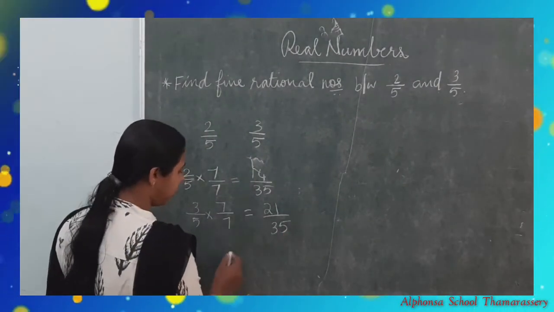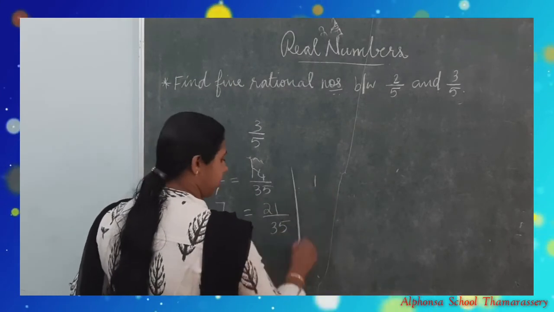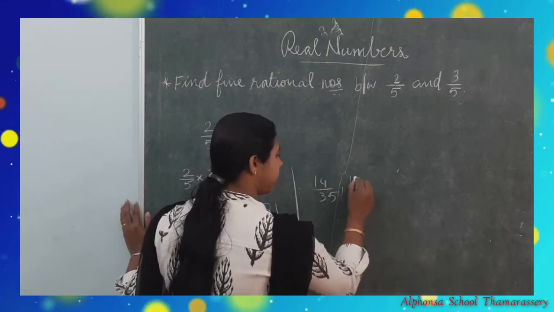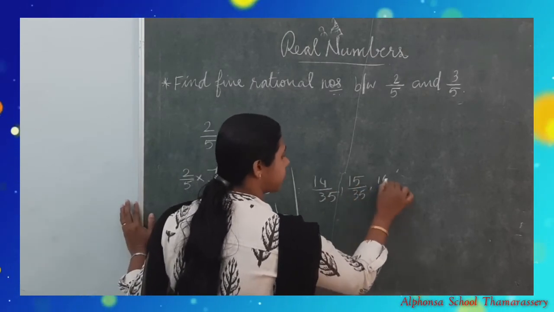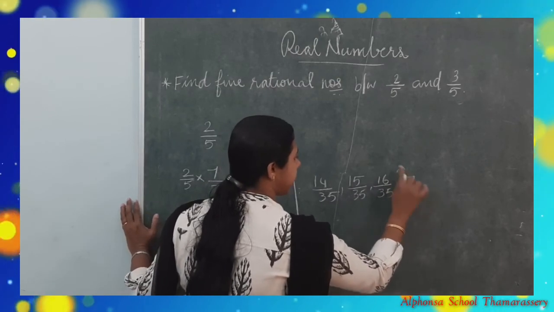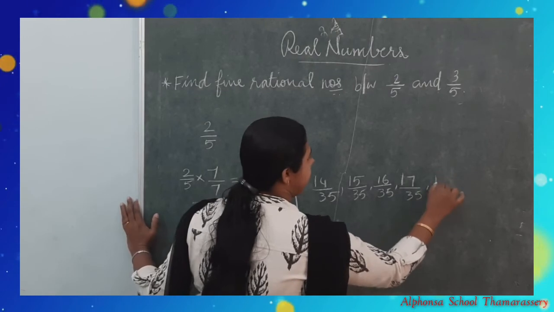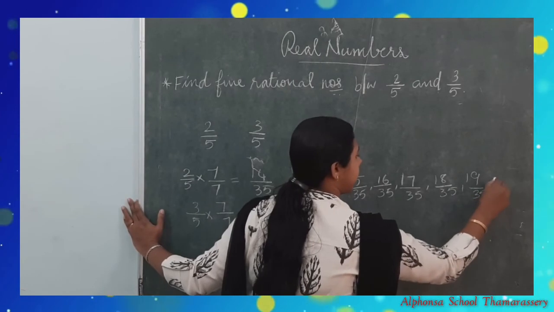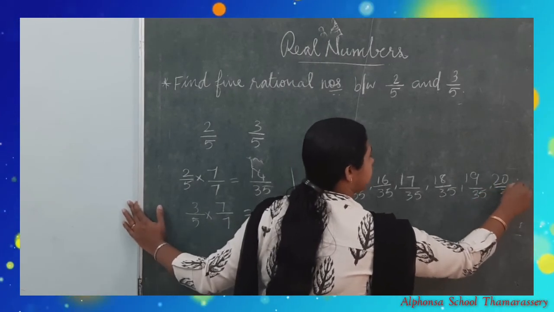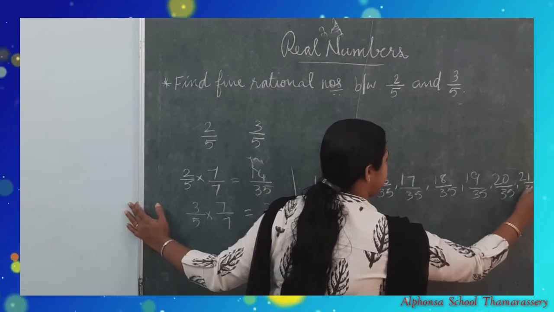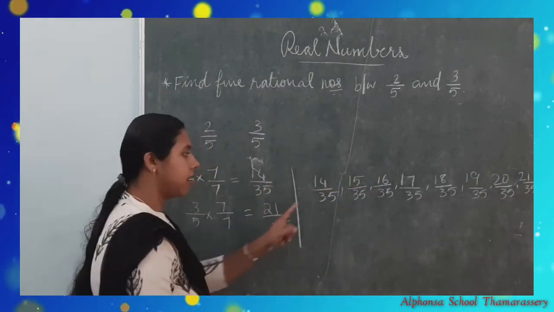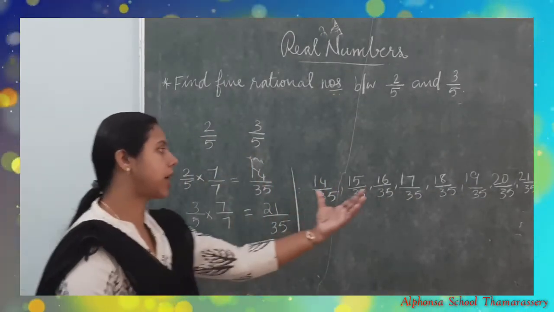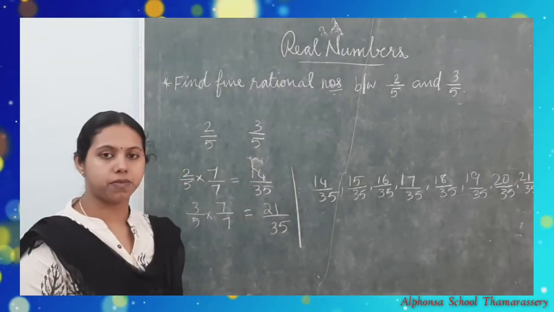So you can write here 14 by 35. Next 15 by 35. Next 16 by 35. Next 17 by 35. 18 by 35. 19 by 35. Next 20 by 35. Next 21. Between 21 and 14 there are 1, 2, 3, 4, 5, 6 numbers. We need only 5 rational numbers. So you can choose any 5 rational numbers between these two.